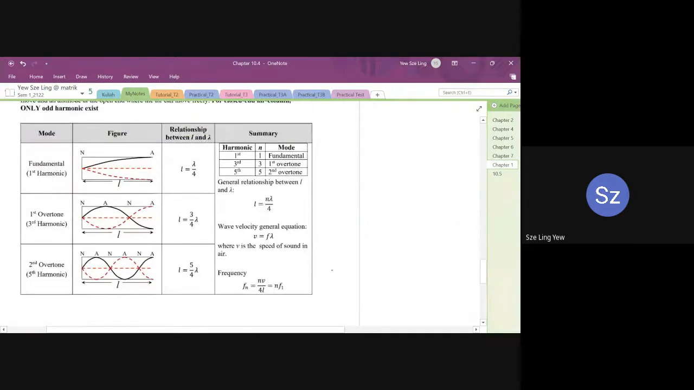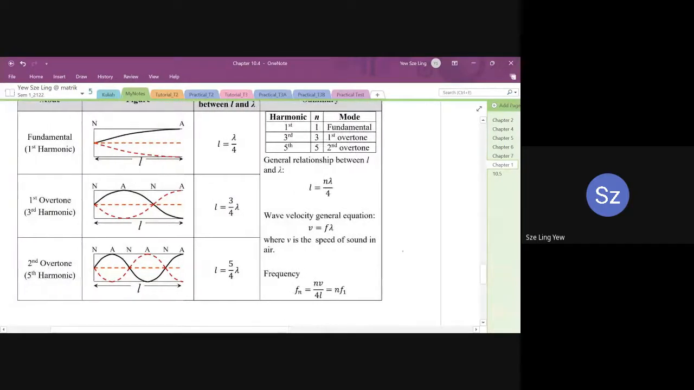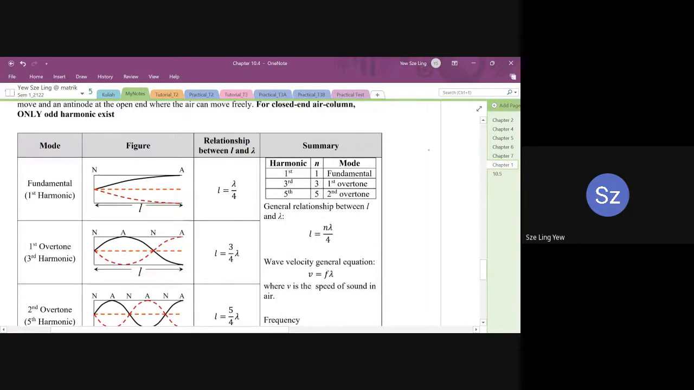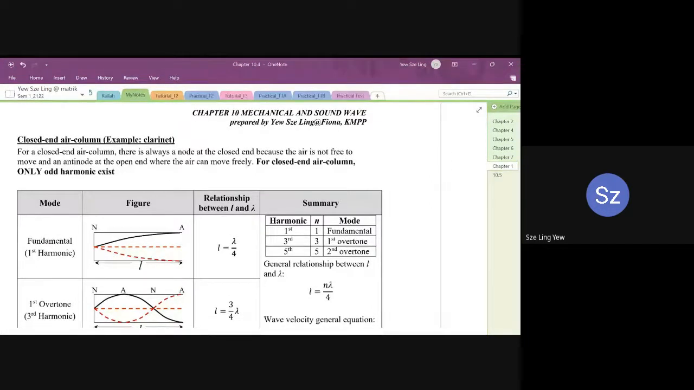Okay, so next one. The next one is a closed-end air column. The typical example of a closed-end air column is a clarinet. You can find a closed-end air column inside the musical instrument, the clarinet.